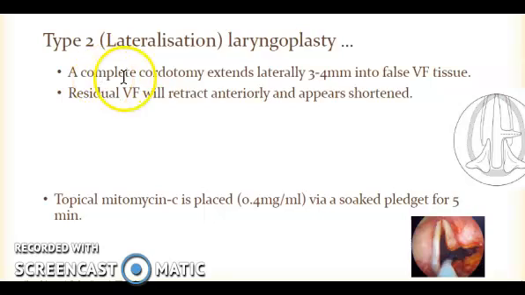Further, a complete cordotomy is extended laterally, meaning more outwards, 3 to 4 millimeters into the vocal fold tissue. The residual vocal folds will retract anteriorly and appear shortened. This is the actual procedure. Topical mitomycin C is placed, 0.4 mg per ml, via a soaked pledget for 5 minutes.